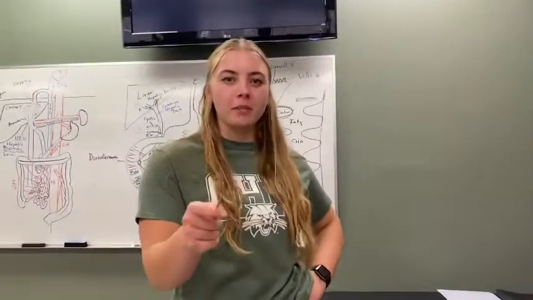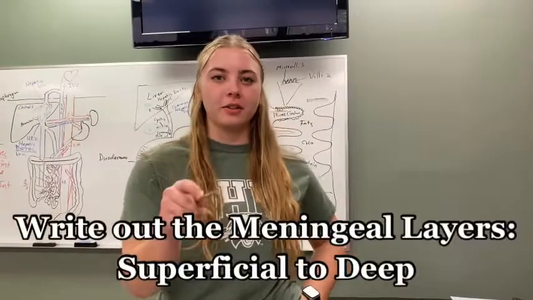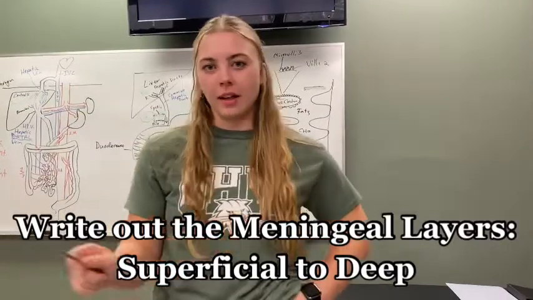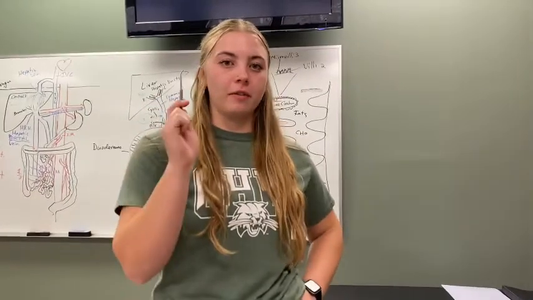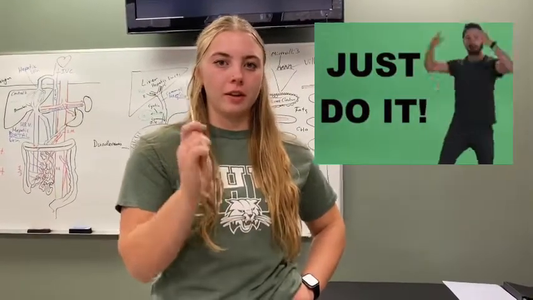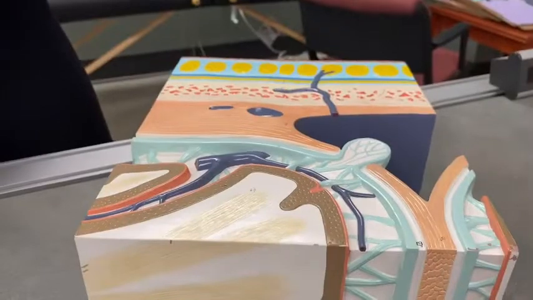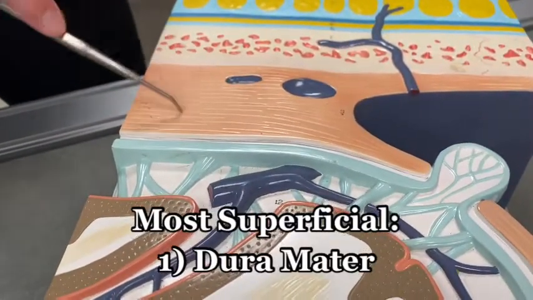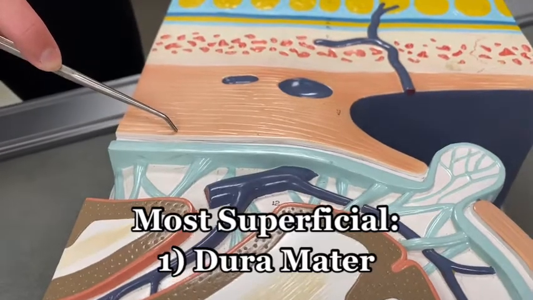Quick reminder, what helped me was writing these three meningeal layers from superficial to deep. So take a minute, get out a sheet of paper, and write down the most superficial layer of the meninges. So hopefully you just wrote down the Dura Mater as the most superficial of the meningeal layers.